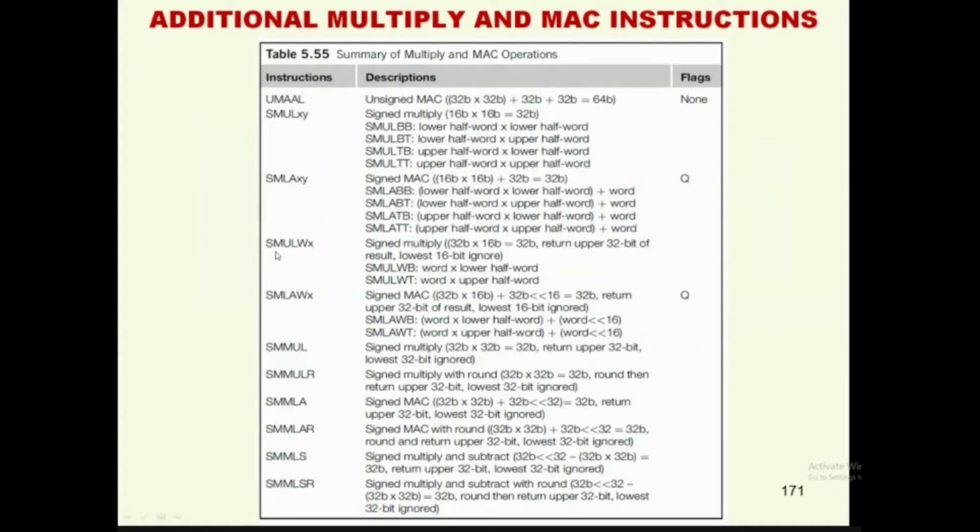Similarly, signed multiply with 32-bit and 16-bit, and signed multiply and accumulate 32-bit with 16-bit, and signed multiply with round off, signed multiply and accumulate, signed multiply and accumulate with round off, signed multiply and subtract, signed multiply and subtract with round off. So table 5.55 very clearly explained the additional multiply and multiply accumulate instructions in ARM Cortex-M4.